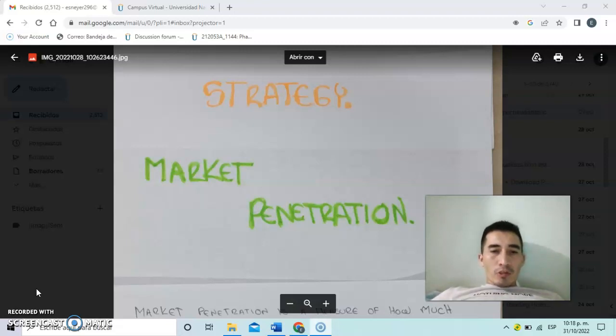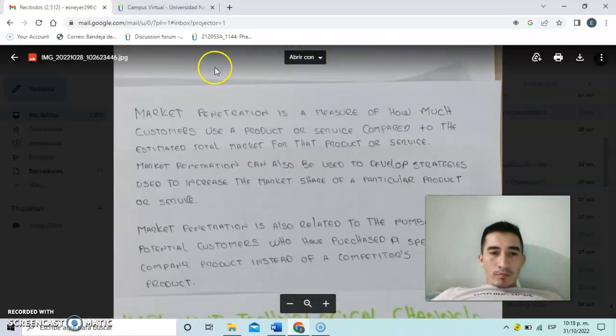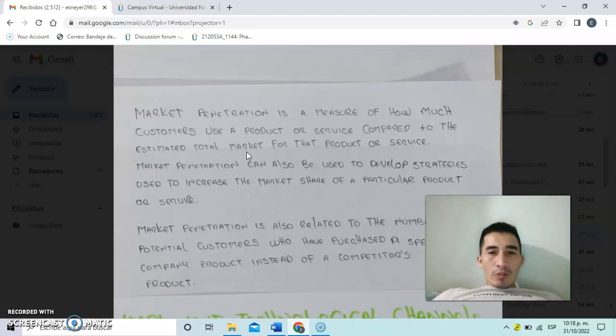Strategy: Market Penetration. Market penetration is a measure of how much customers use a product or service compared to the estimated total market for that product or service. Market penetration can also be used as a strategy to estimate the market share of a particular product or service.